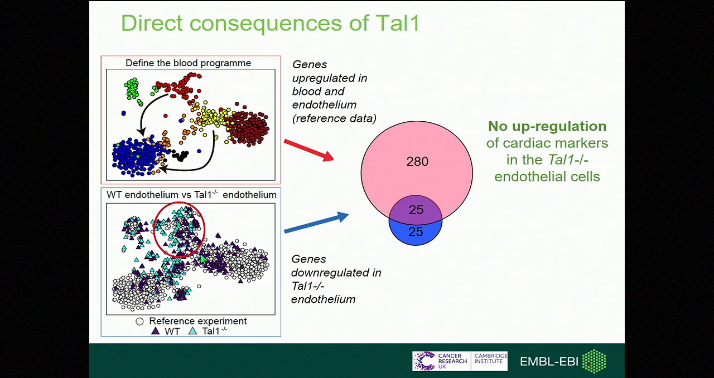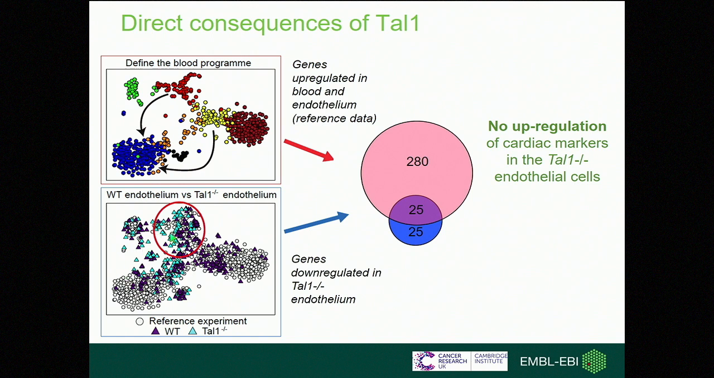And you can see, and this is a sort of proof of principle that things are working, in this region here, this yellow population is blood progenitors. We're only getting wild type cells mapping to this region of the plot. We don't get any mutant cells. That's what you'd expect. These TAL1 mutant embryos die because they can't develop blood, so this makes sense.